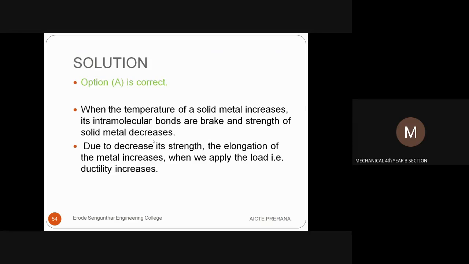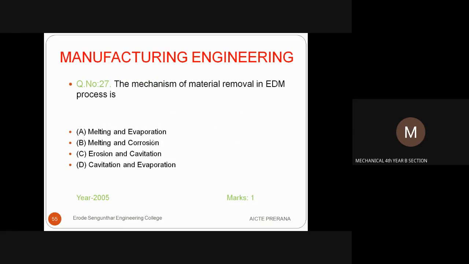Okay, so next is question number 27. The mechanism of material removal in the EDM process. In what way is metal removal carried out in the EDM process? Option A, melting and evaporation. Option B, melting and corrosion. Option C, erosion and cavitation, and option D, cavitation and evaporation. What is happening in the EDM process? That is the question.